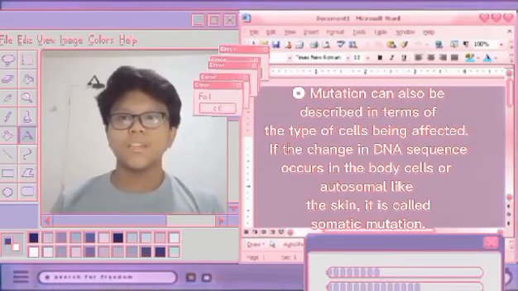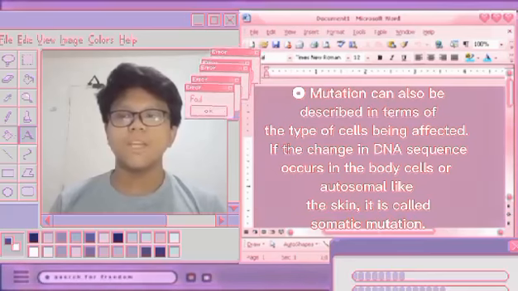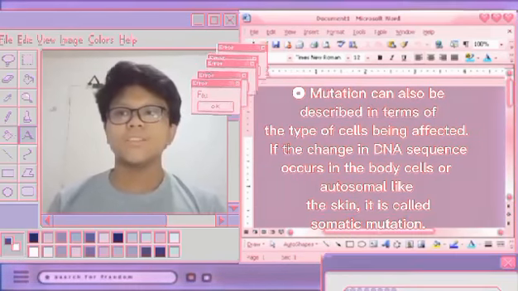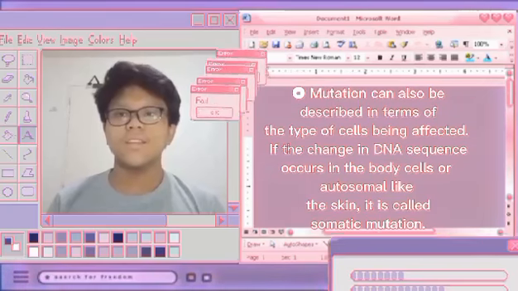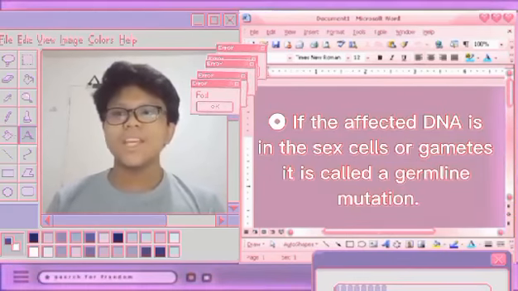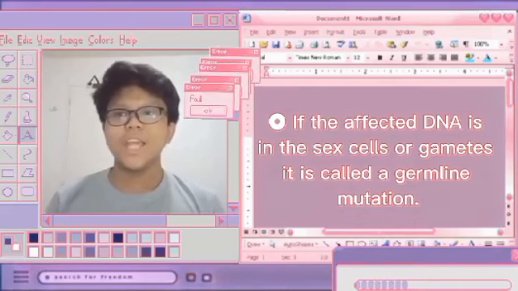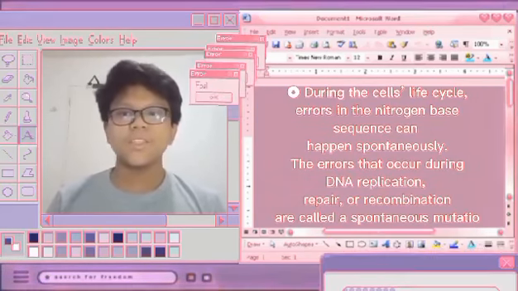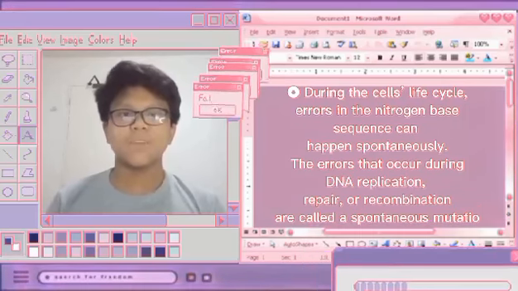Mutation can also be described in terms of the type of cells being affected. If the change in DNA sequence occurs in the body cells or autosomal cells, like the skin, it is called somatic mutation. If the affected DNA is in the sex cells or gametes, it is called germline mutation. During the cell's life cycle, errors in the nitrogen base sequence can happen spontaneously.